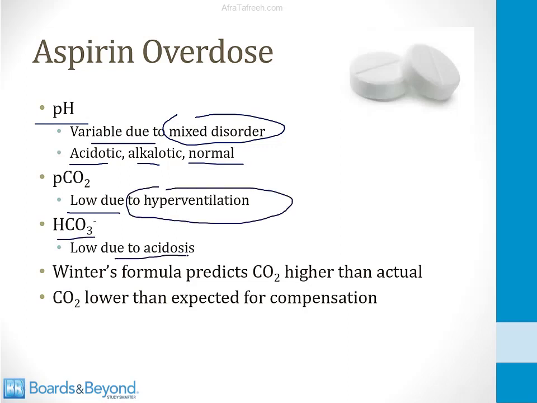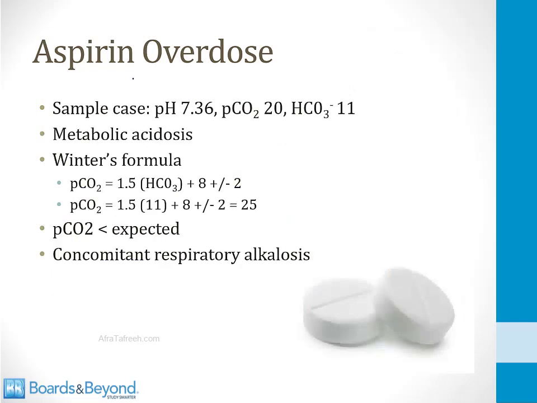because of the acidosis. But the key thing here is that when a patient has an aspirin overdose, if you use Winter's formula to check the carbon dioxide level, Winter's formula will predict a carbon dioxide level that is higher than the actual level. In other words, the carbon dioxide level will be lower than what Winter's formula says is expected for normal respiratory compensation. So this will make a lot more sense if we just go through a sample case.